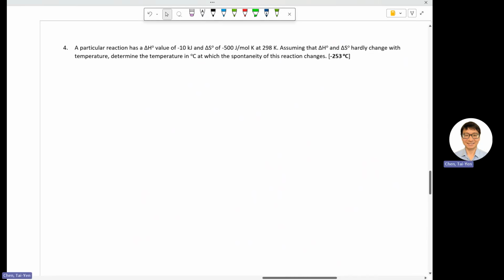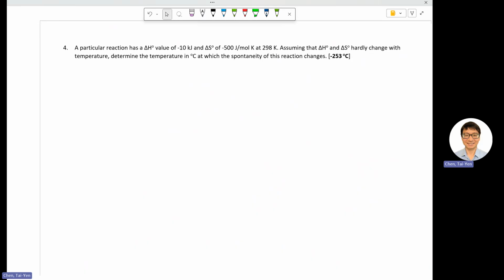This question says a particular reaction has a delta H naught value of negative 10 kilojoules and a delta S naught of negative 500 joules per mole per K at 298 K. Assuming delta H naught and delta S naught don't change with temperature, determine the temperature in degrees C at which the spontaneity of the reaction changes.